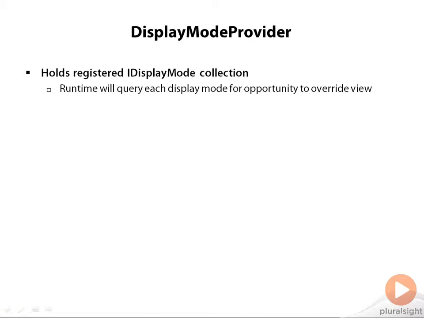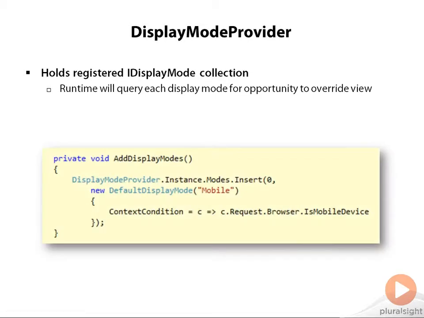You can add your own display mode into the display mode provider, but keep in mind they are evaluated in order, so the first one that says it can handle a particular request gets the opportunity to do that. So you need to put custom display modes into the provider in the way that will work for your application.